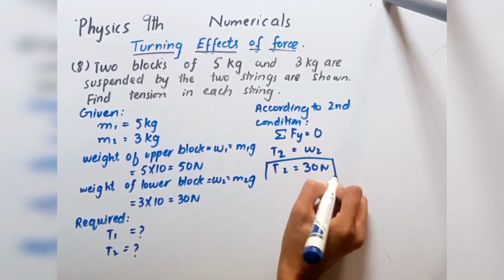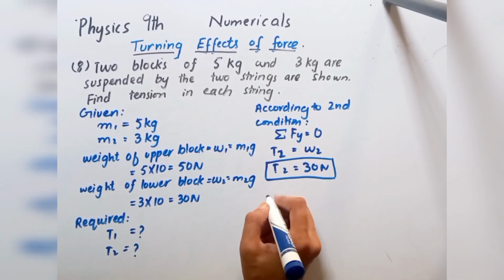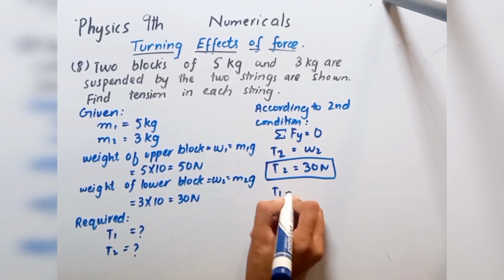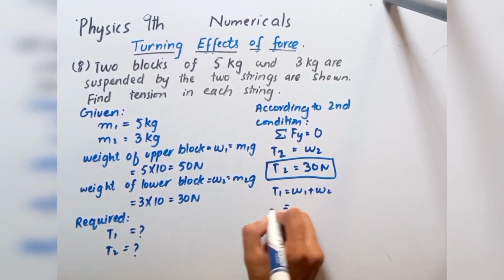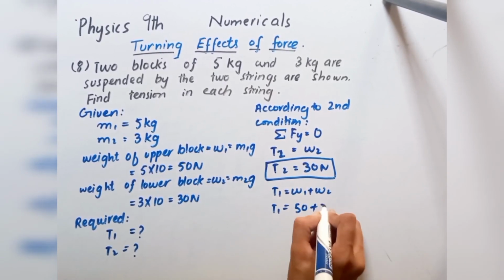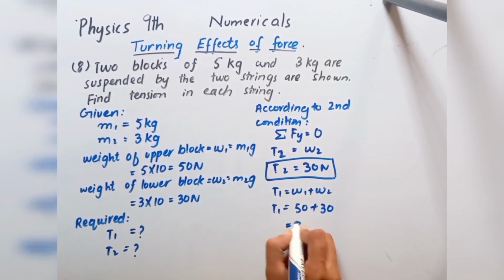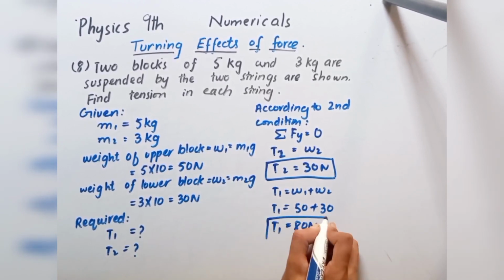Now we will find tension in the upper block, which is T1. The tension in the upper block, T1, is equal to the weight of the upper block plus the weight of the lower block. So W1 is 50 and W2 is 30, and the answer is 80 Newton.